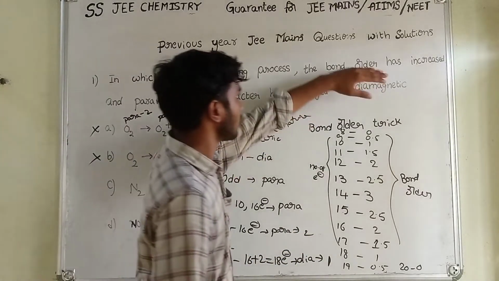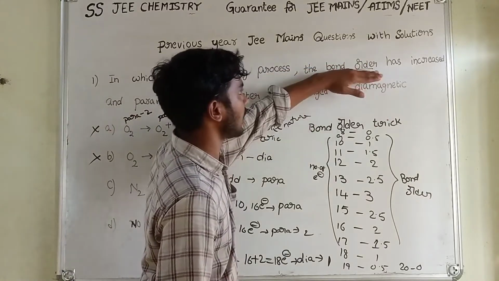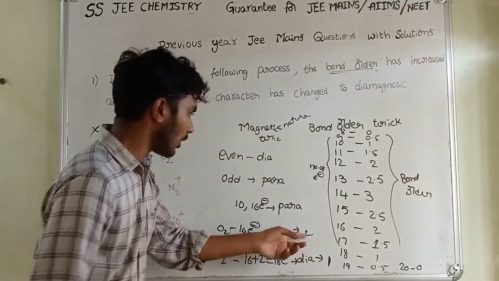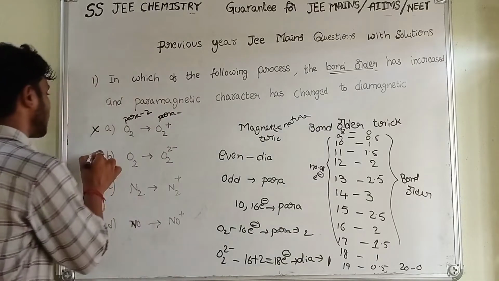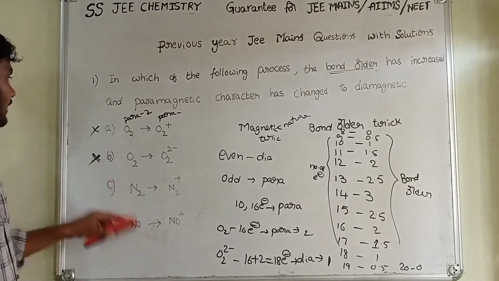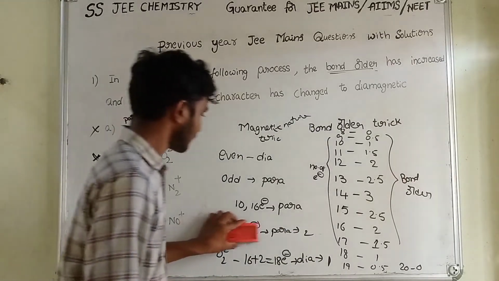Actually, it should satisfy two reasons. Bond order should increase. Here bond order is decreasing. That's why it is not satisfying that. So it is not the correct one.